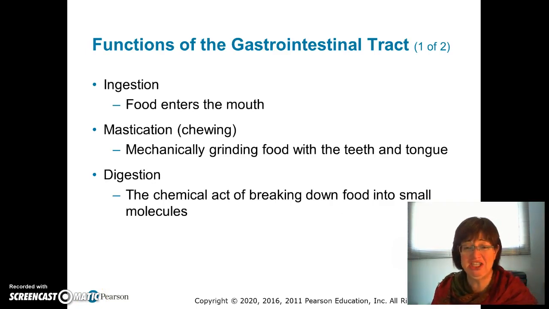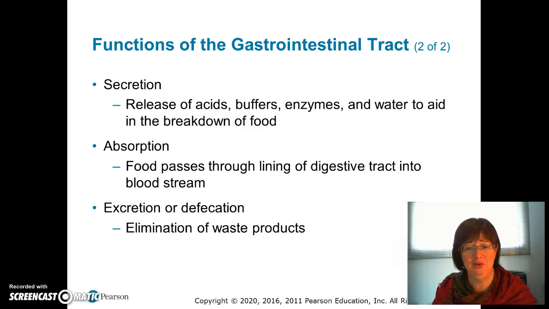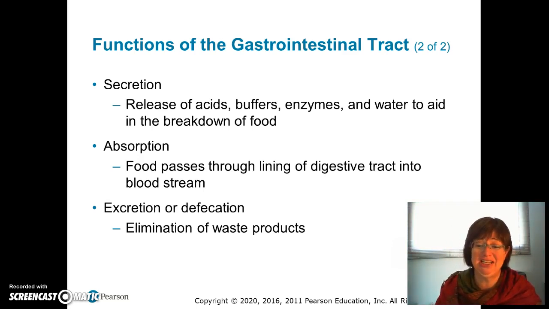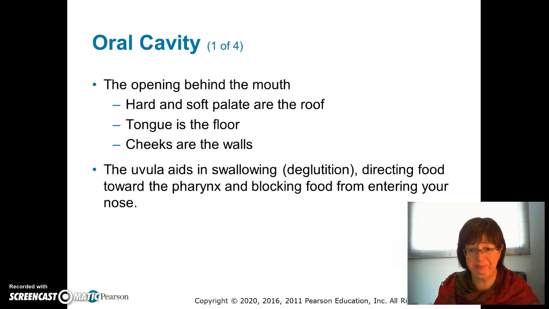First off, ingestion is getting the food in. Mastication is the fancy word for chewing, and digestion is the word for chemically breaking down food into smaller food molecules. Then you secrete, which is taking the enzymes and the buffers and mixing them with the food. Then you have absorption, where the food passes from the lining of the digestive tract into the bloodstream. And then defecation, or excretion, is the elimination of the waste products that didn't get dissolved or absorbed.